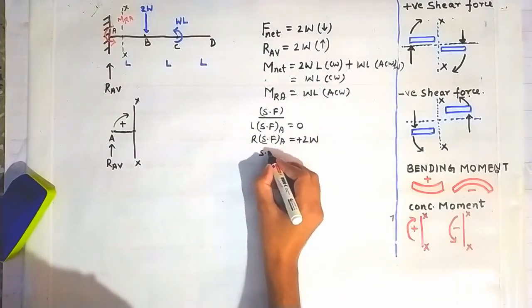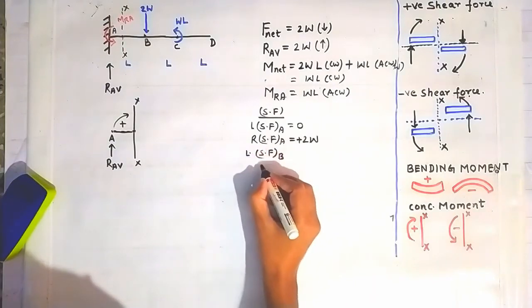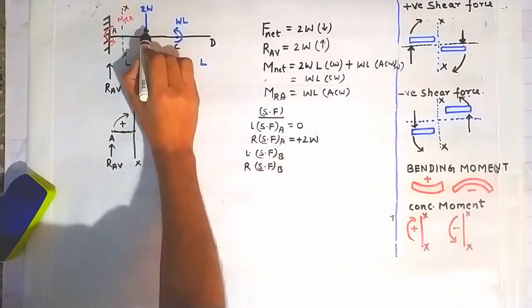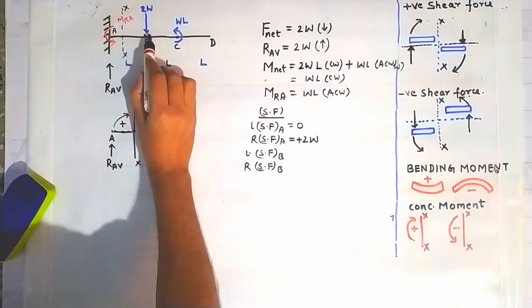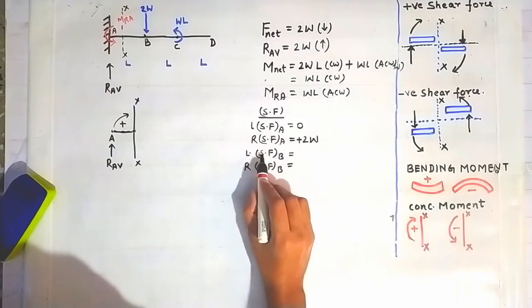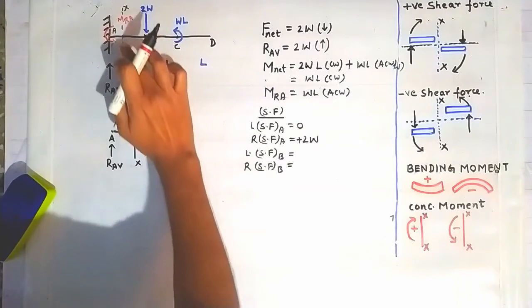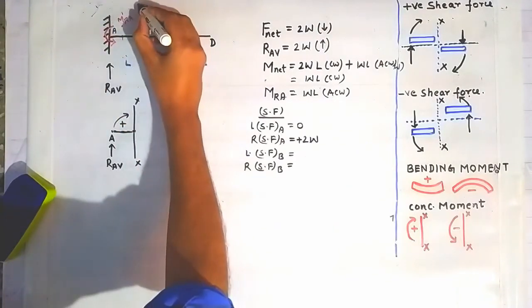Now we will calculate the shear force at point B, on the left side of the point B and on the right side of the point B. Why? Because a point load of 2W is acting at point B, due to which the shear force will change going from the left side of the point B to the right side. So to calculate the shear force on the left side of the point B, first we have to rub this previous section and take a section on the left side of this point B.